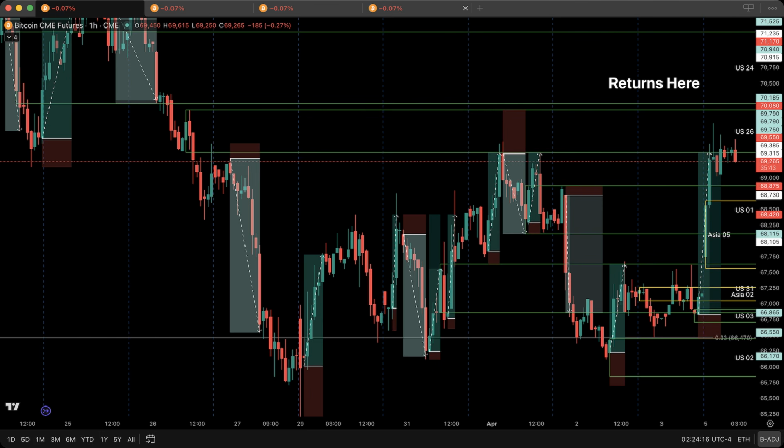Now the structure is visible. Every move reaches. None of them stay. Every reaction appears. None of them extend. Now mid becomes dominant. Price returns to mid. It cannot leave again. Every move collapses here.